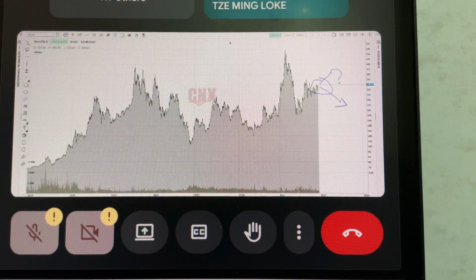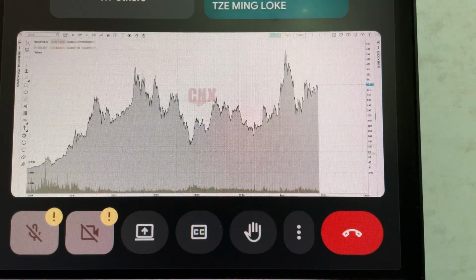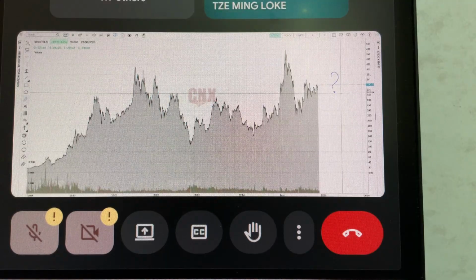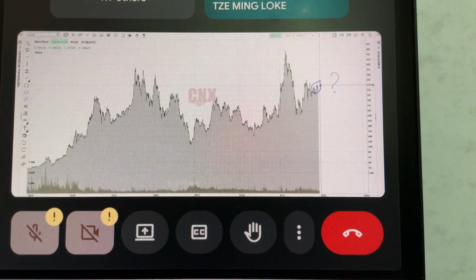Whatever we are looking at, for example, some people will tell you, oh, you see, this part here got this thing, this part here got this thing. So what? My question is, what is going to happen next? That is the most important. Because this is today's closing, I want to know what is going to happen in the next few days. Is it going to go up or down? That is technical analysis.